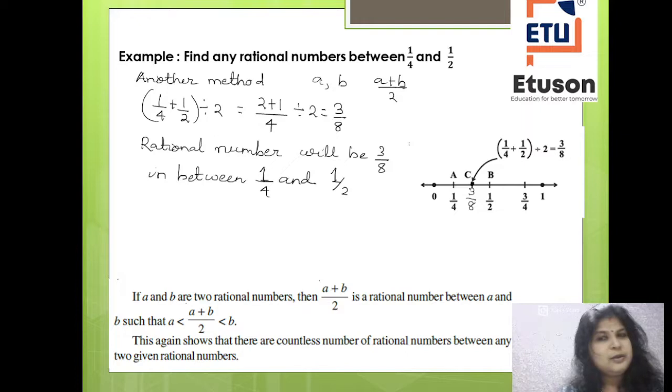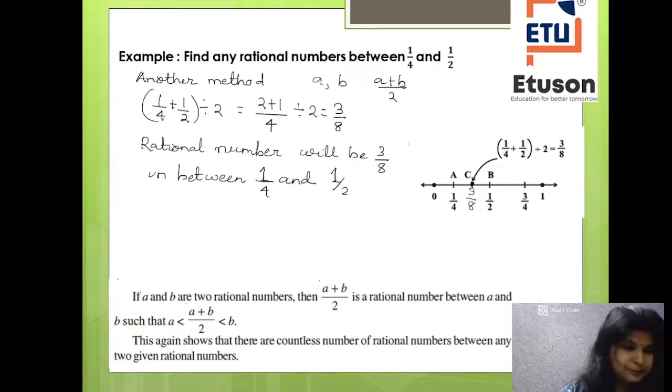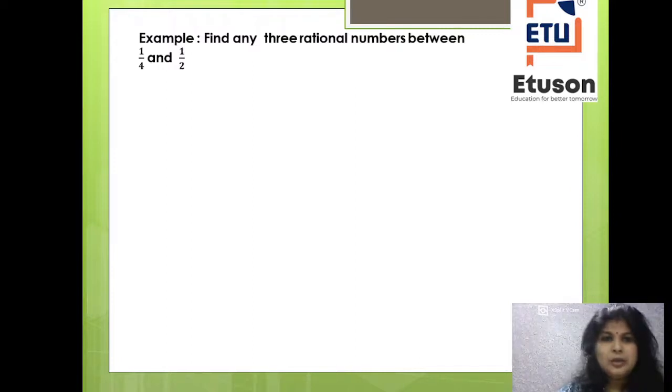समझ में आया? बहुत ईजी है, कोई इधर उधर की कॉम्प्लिकेशन नहीं है, बस एवरेज निकालो। ए एक नंबर है, बी एक है, उसका मिड पॉइंट कैसे निकालोगे, दोनों को मिला के डिवाइडेड बाय 2 करोगे. करेक्ट है ना? So this is another method in which you can find out the rational numbers in between two numbers. Okay, so suppose here: find any three rational numbers between 1/4 and 1/2.